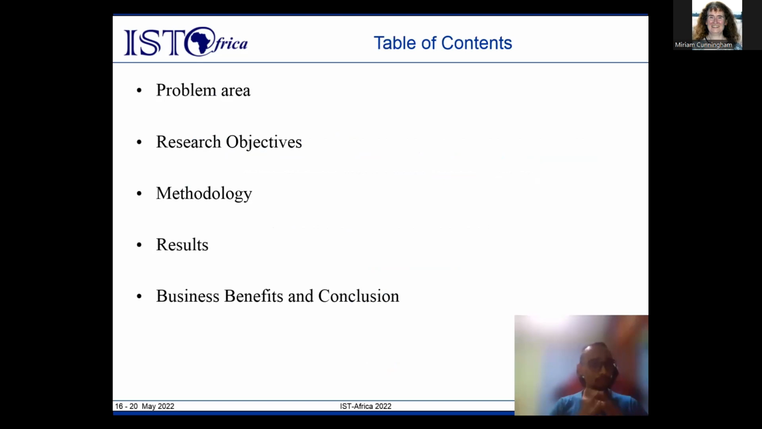First, I will start with a problem area. Then I will move to the research objectives. Afterwards, I will give you a detailed explanation about the methodology and the results of the experiments. Finally, I will end with the business benefits and I will give an interesting conclusion that will empower both local entrepreneurs and young engineers.